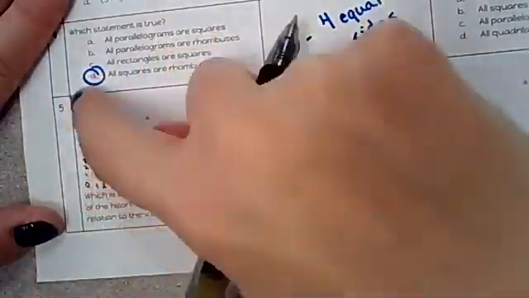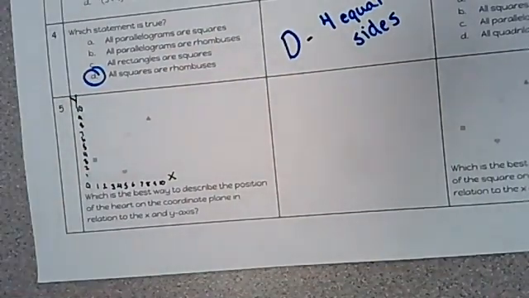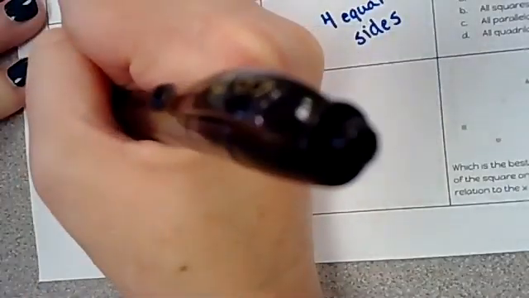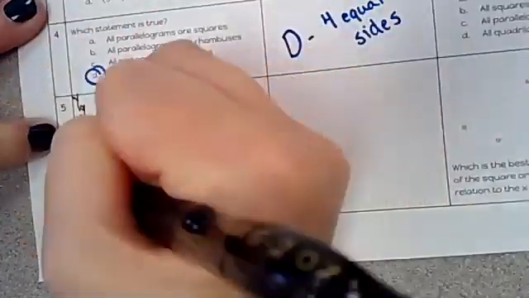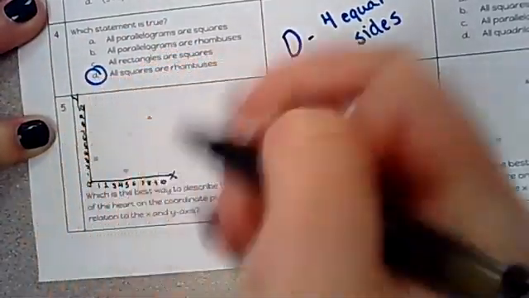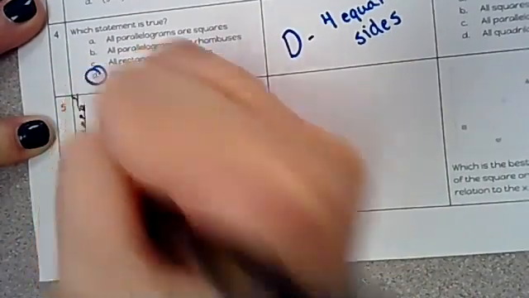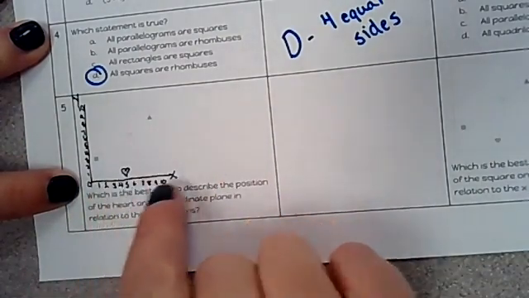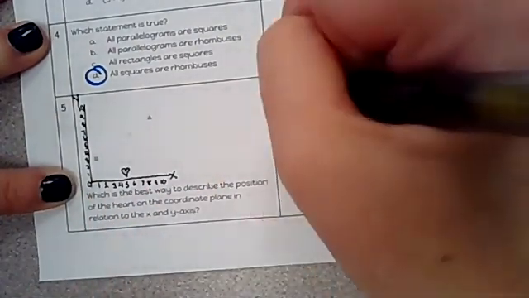All right, remember to label this. The bottom line is the x-axis and the top to bottom line is the y-axis. This is the y and this is the x. All right, so it says, which is the best way to describe the position of the heart on the coordinate plane in relation to the x and the y axis? Okay, so this is the y axis and this is the x axis, and here is the heart, okay? So first we're going to tell how far away the heart is from the x axis.